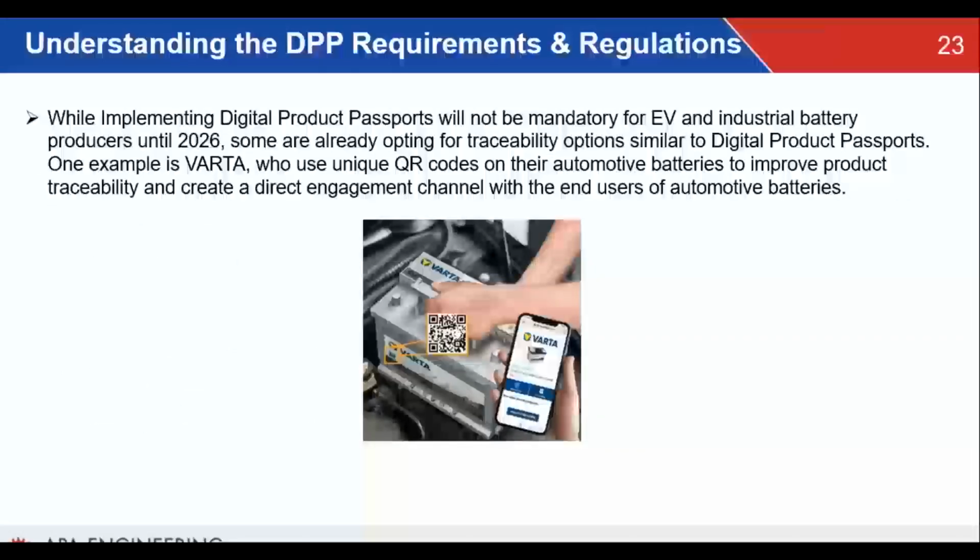So while implementing digital product passports is not mandatory for EV and industrial battery producers until 2026, some are already opting for traceability options similar to digital product passports. One example here is Varta, a battery manufacturing company who are using unique QR codes on their automotive batteries to improve product traceability and create a direct engagement channel with the end users of automotive batteries.